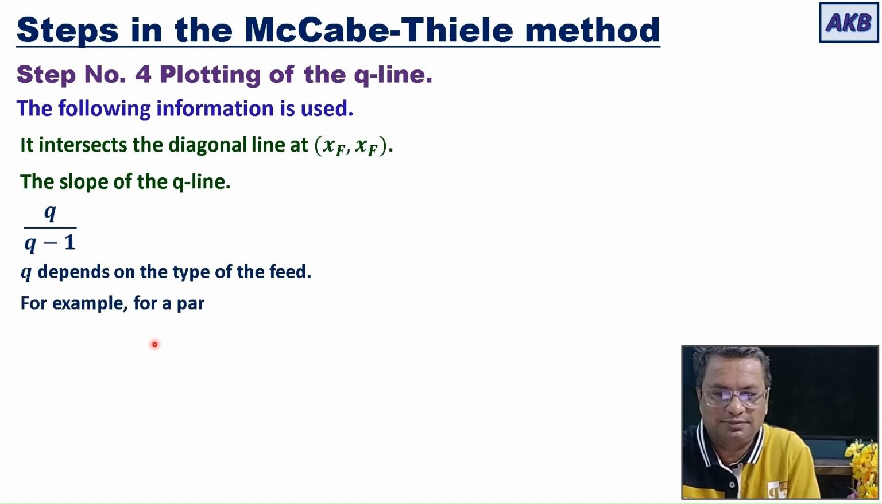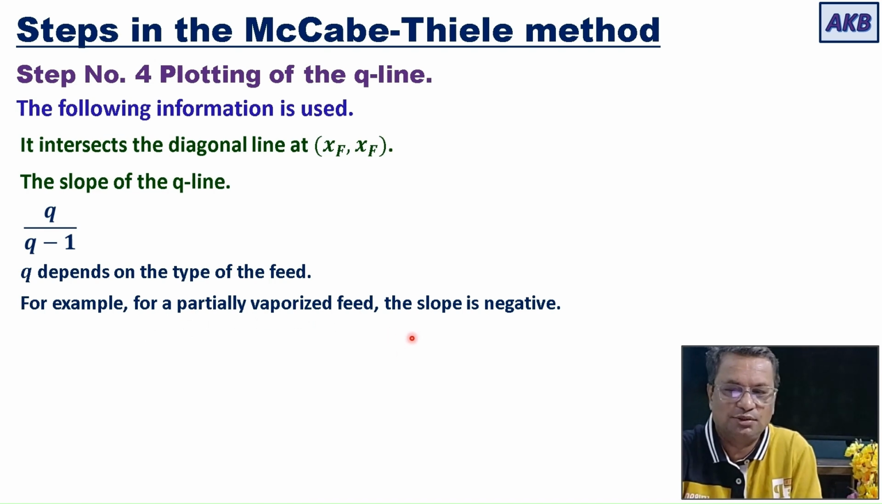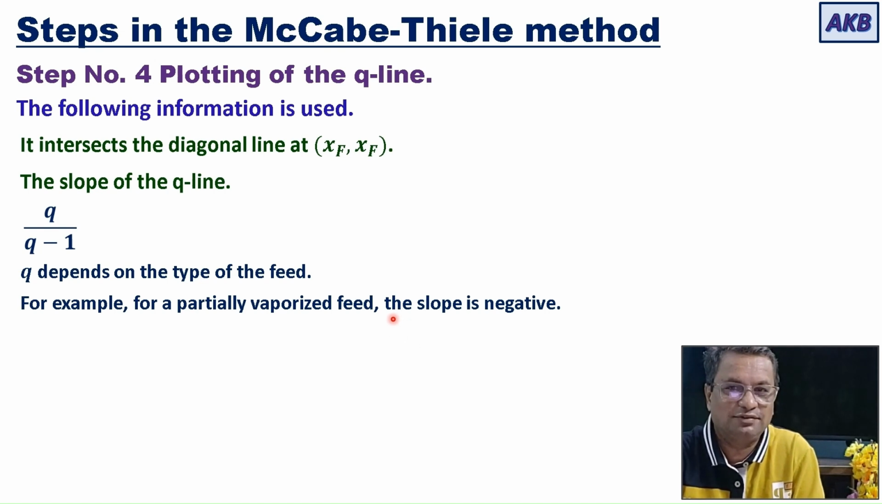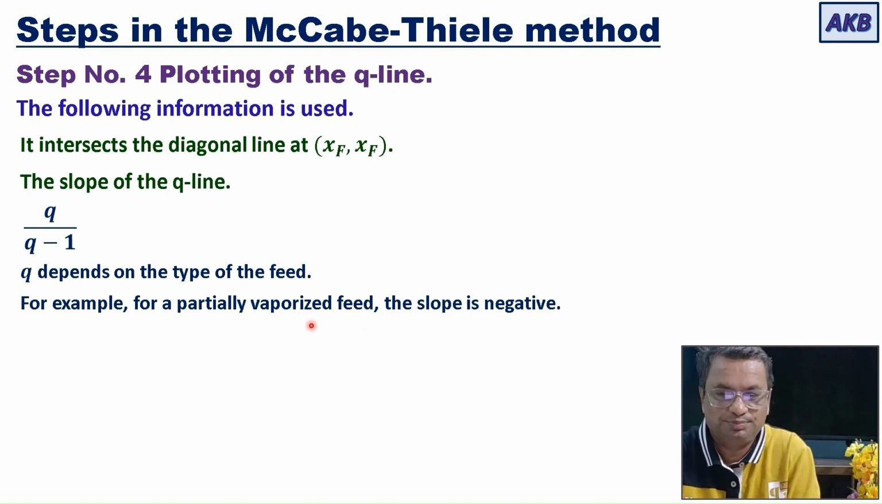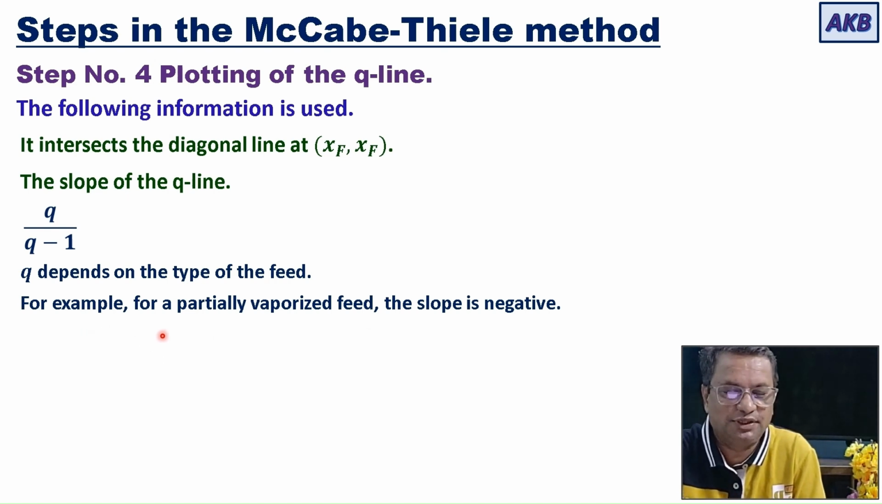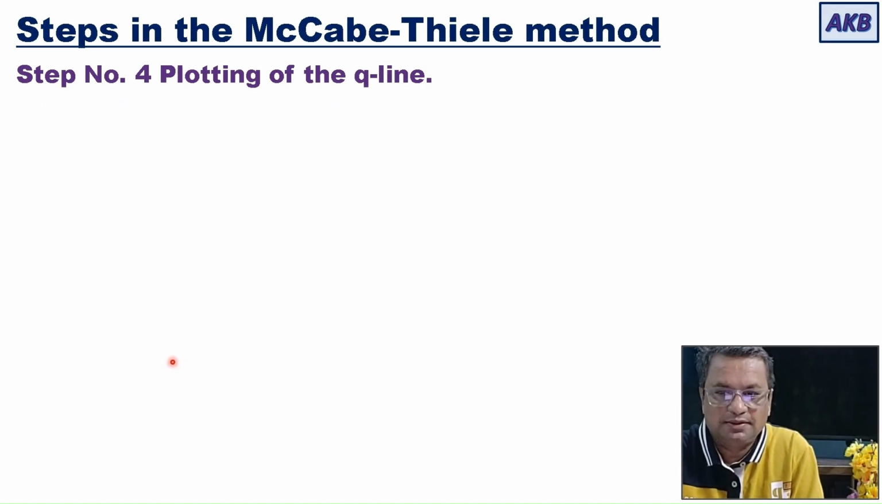For example, for our understanding, let us consider the feed to be a partially vaporized feed. And for a partially vaporized feed, the slope of the Q line is negative. How it is negative? Again, please watch the video. So we are going to consider a partially vaporized feed in order to understand the concept.